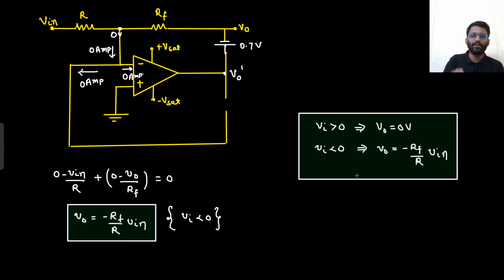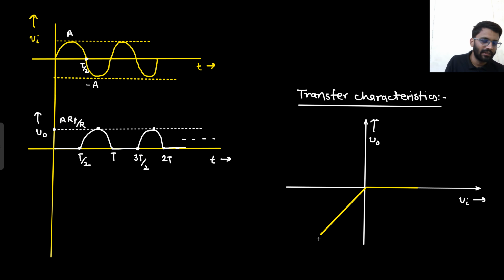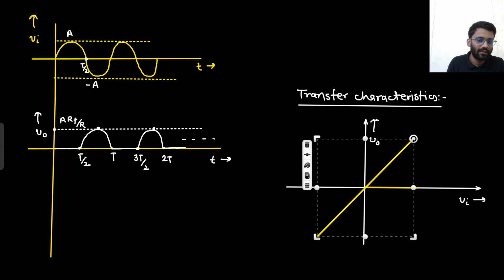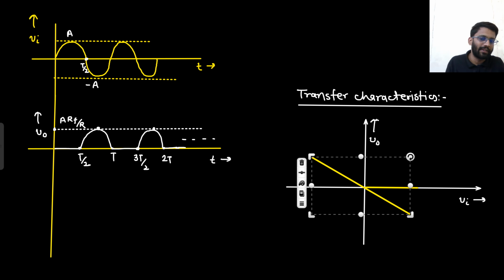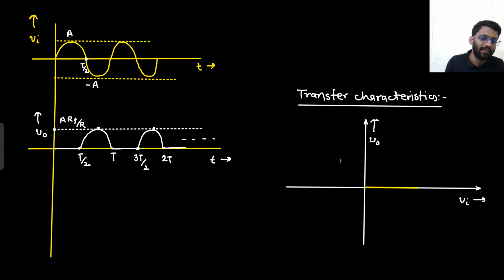But for V in less than 0, there was a negative slope, minus RF by R. The slope was negative. This is a positive slope. Do you remember? This is a positive slope and this is a negative slope. But you need to draw it for V in less than 0 only. So since this is a negative slope, this is how you will make it.